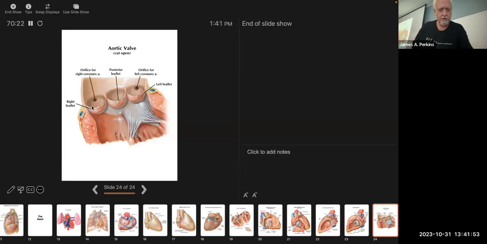So each cusp is just this little semicircular pocket. And there are three cusps or three leaflets. There's a right leaflet and a left leaflet. And the openings for the left and right coronary arteries are immediately superior to those leaflets. So you can actually see the orifice or the ostia of the left and right coronary arteries. Then there's a third cusp or third leaflet called the posterior leaflet that doesn't have a coronary artery. So there is no little orifice above that posterior leaflet.